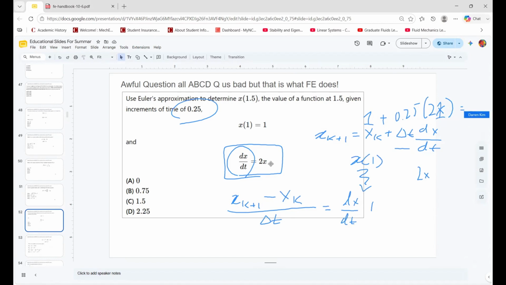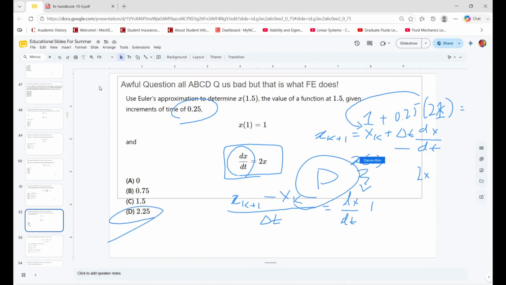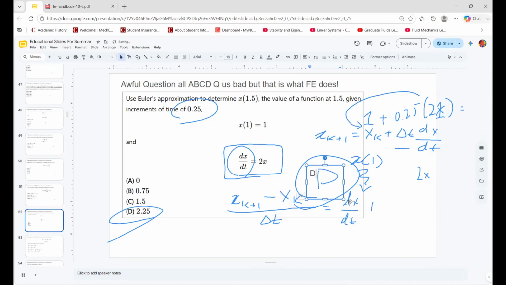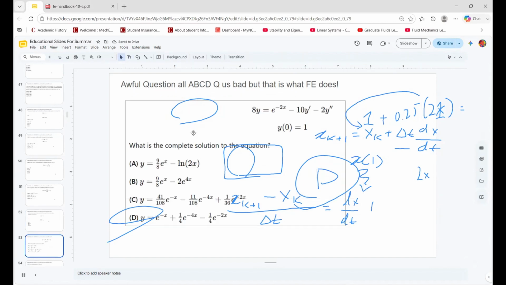And then let me grab my calculator and do that real quick. So it's 1 plus 0.25 multiplied by 2 multiplied by 1, which is 1.5, right? 1.5. And then we just iterate again, put that 1.5 back. So we're doing 1.5 plus 0.25 multiplied by 2 multiplied by 1.5. And that gives me 2.25, D. I'm pretty sure that's D. Okay, I need to double check that, but we'll do that later.